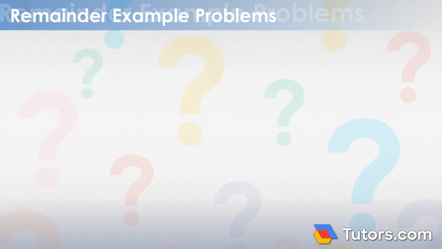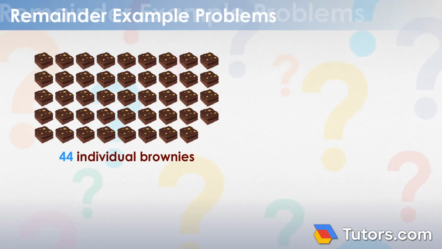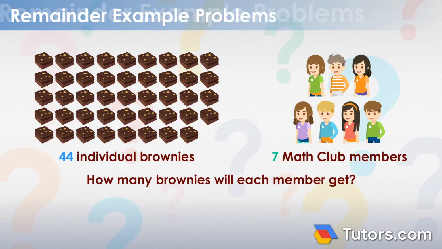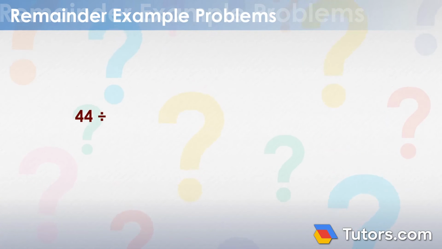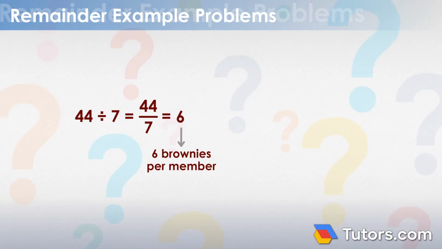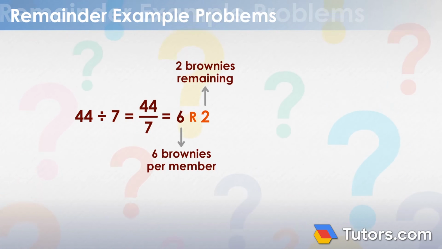Here is an example of a sheet of brownies that have been cut into 44 individual brownies. You are giving them out to the 7 members of the math club. How many brownies will each member get? First, perform the long division. 44 divided by 7 equals 6 brownies per member, with 2 brownies remaining, a remainder of 2.